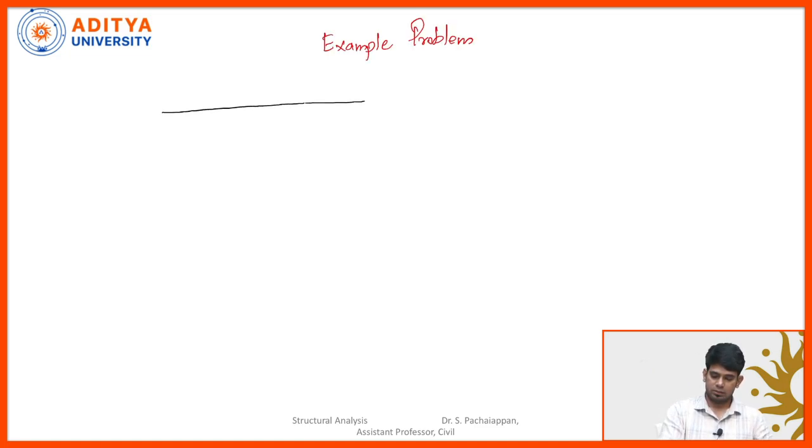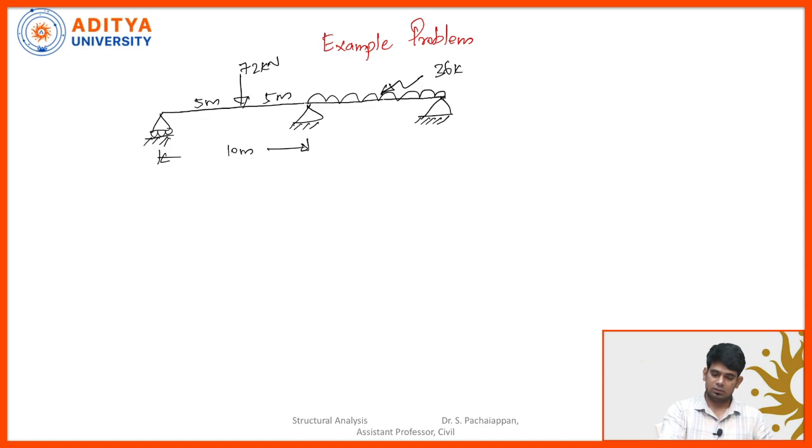The problem is this: we have a continuous beam. Let's say all the supports are simply supported. So I have one roller support and two hinged supports. Span AB has 72 kilonewton at center. This is 5 meters and this is 5 meters, so span AB is totally 10 meters. Coming to span BC, this is 36 kilonewton per meter, and the span of BC is 8 meters.